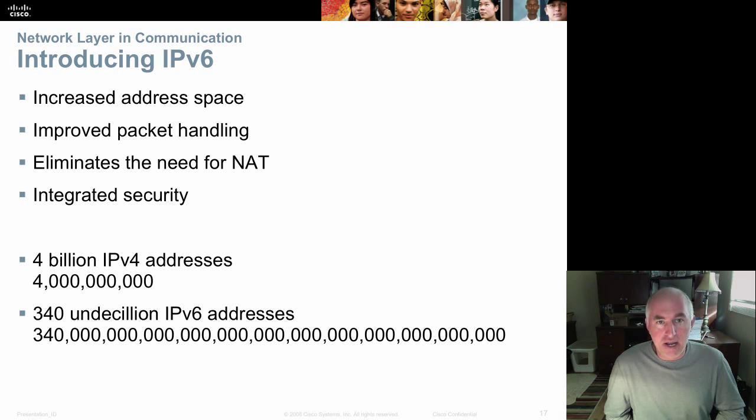It has a header that has fewer fields. It's a longer header, but it has fewer fields in it, and so it has improved packet handling. It requires less CPU. It moves faster through a router. We've eliminated the need for NAT, which was a mechanism that broke end-to-end connectivity, so we get back our end-to-end connectivity, and IPv6 has integrated security and mobility features.